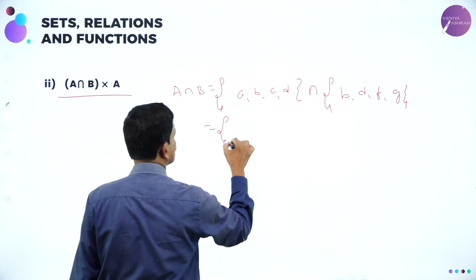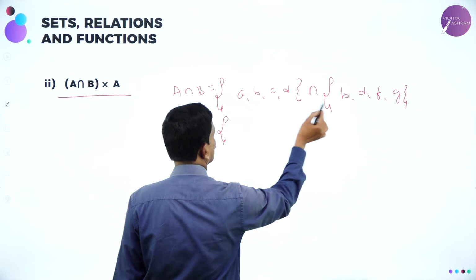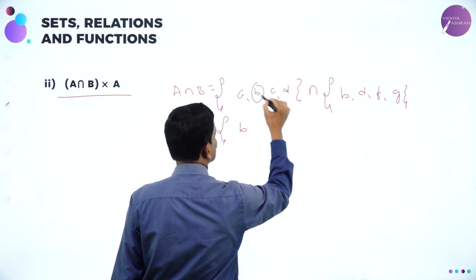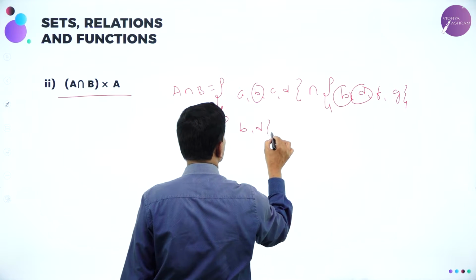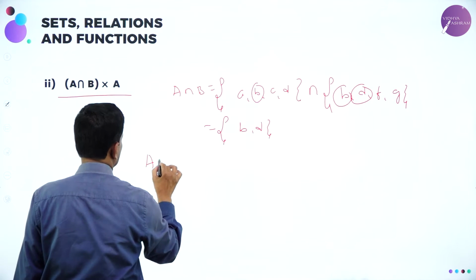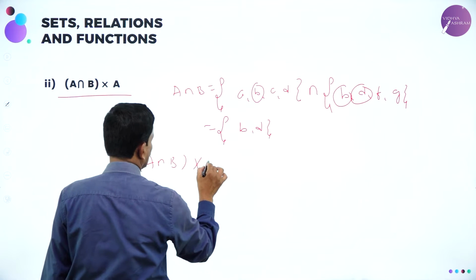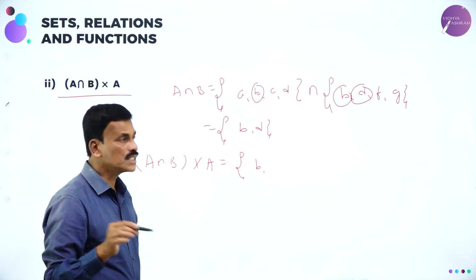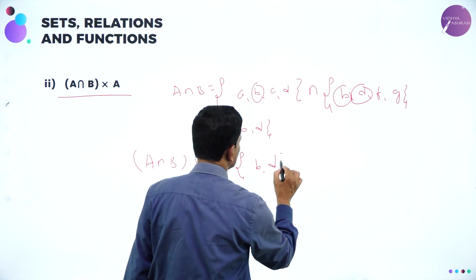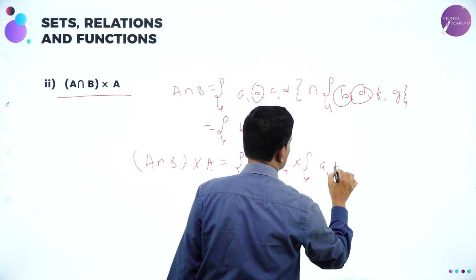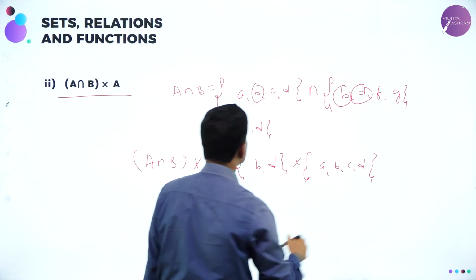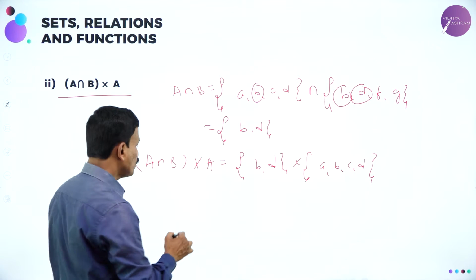The intersection is nothing but the common elements. So, A does not have... B is common, B and C is not there, D. So B comma D. Now, what is to find A intersection B cross A? A intersection B is B and D, cross A. What is A? A contains A, B, C, D. That's it. Write down the Cartesian product for this.